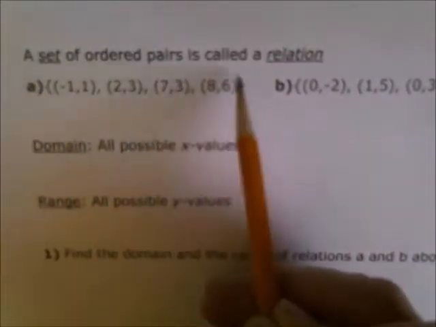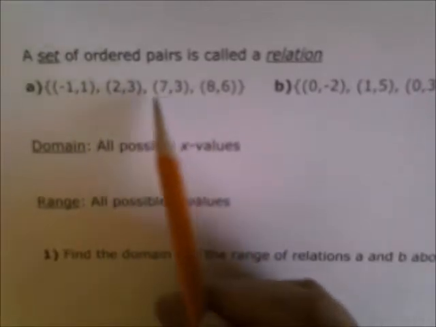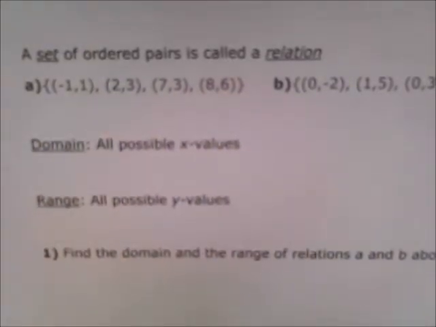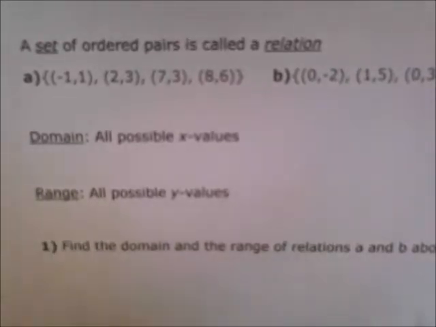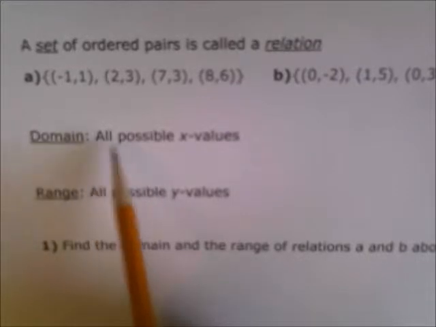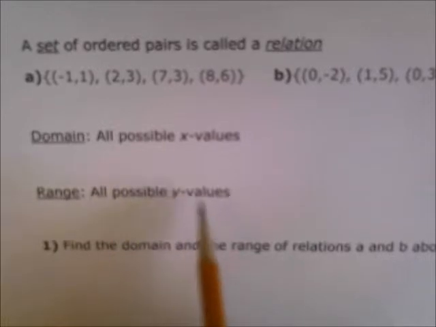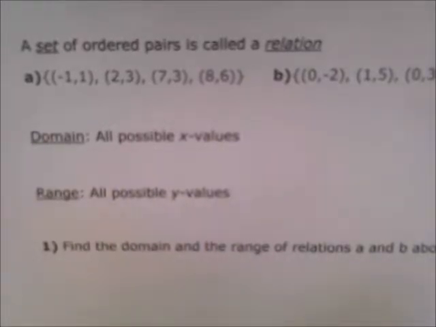And we have two sets of ordered pairs. Now the set notation, we have our little squiggly lines here with our ordered pairs inside. So we have these two sets, A and B, and we know we always have X and Y values. Well, the domain is all of the possible X values, and the range is all possible Y values. So if we look at A and B above, we can see, okay, find the domain and the range of the relations A and B above.